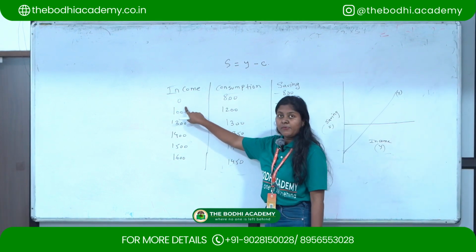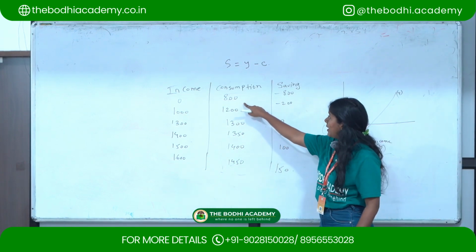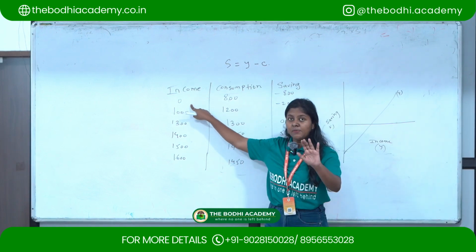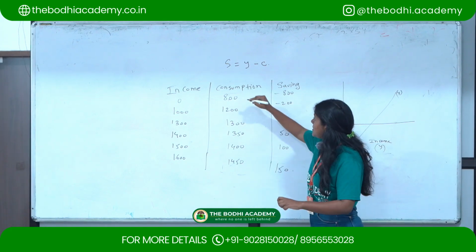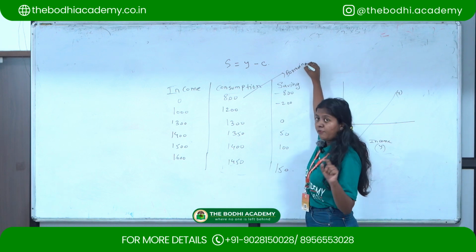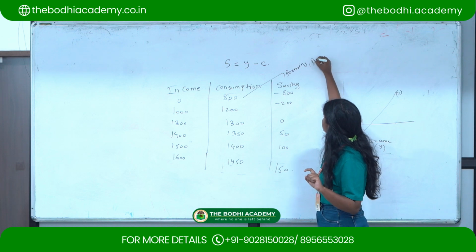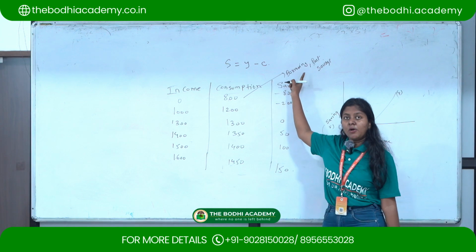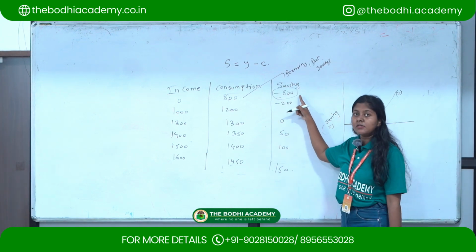When income is 0, consumption is 800, and savings are negative. It means that even though you don't have any income, your consumption is going on. Either you are borrowing money for consumption purposes or you are using your past savings. That's why the saving is negative, minus 800.